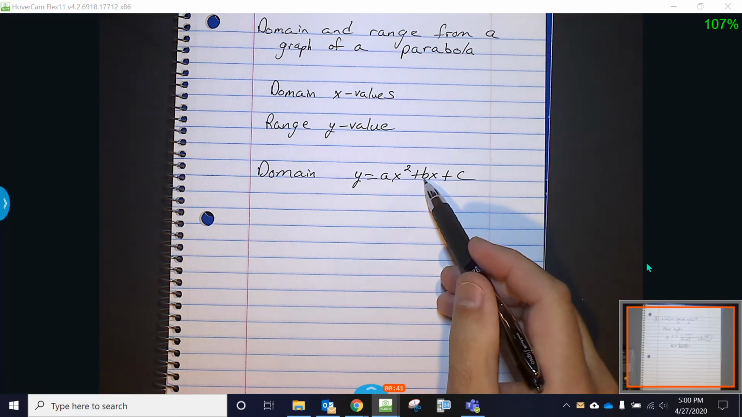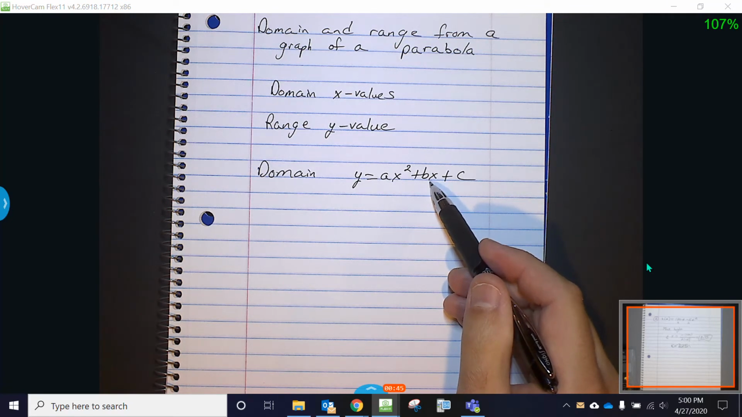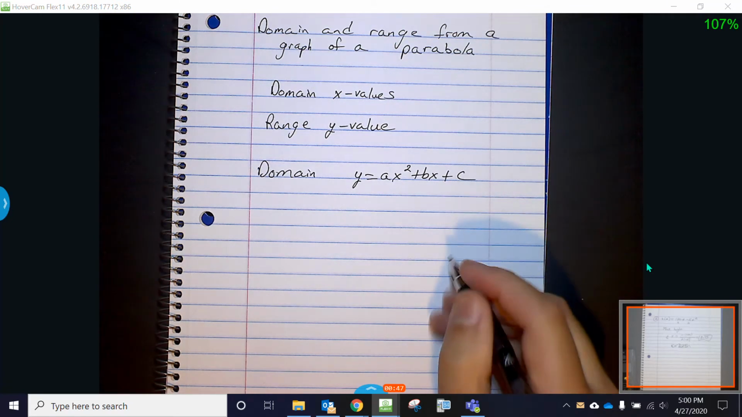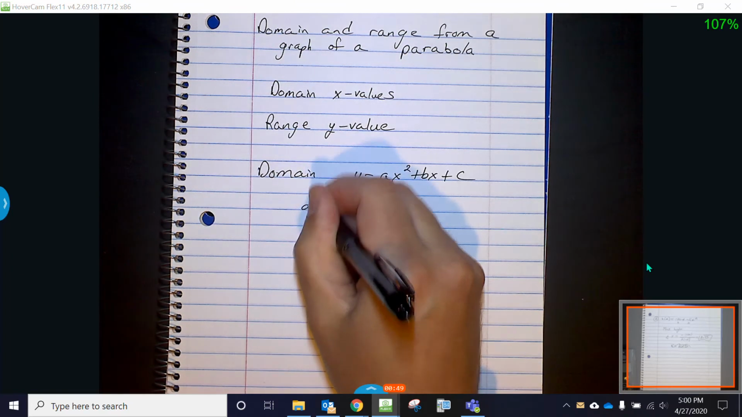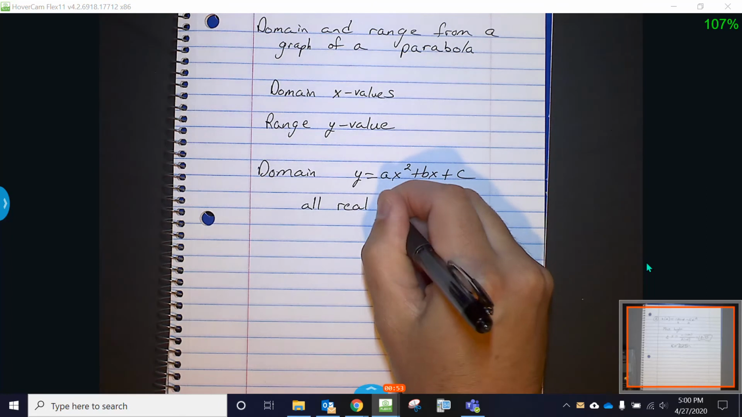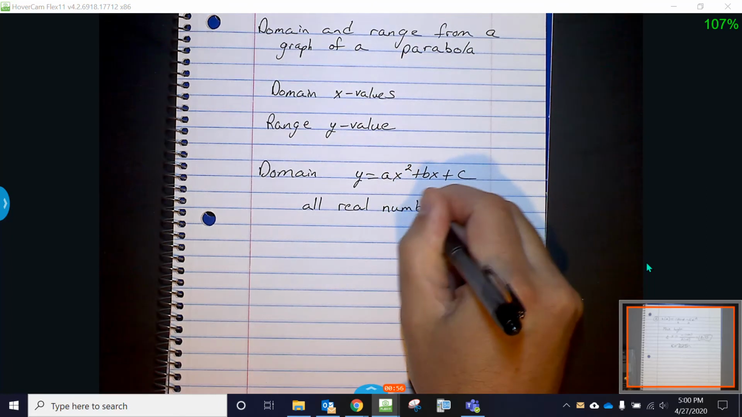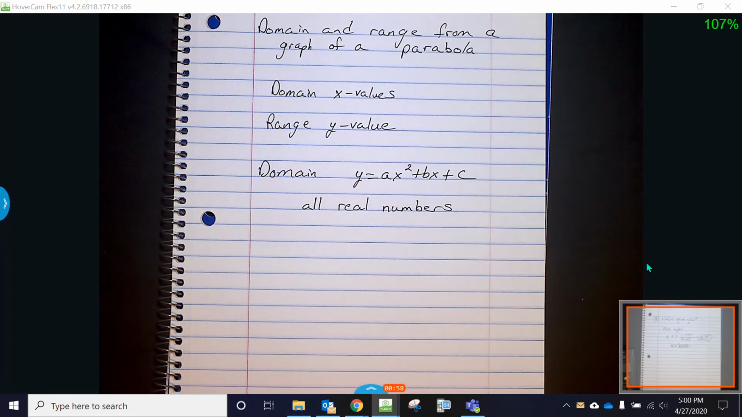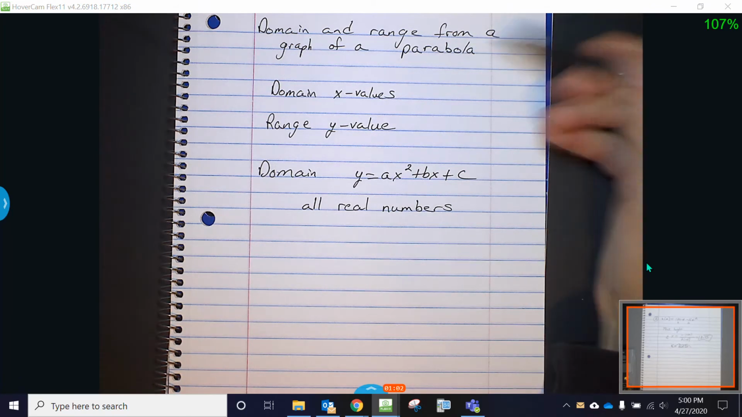And if this is a constant, let's say b is 4, 4 times a number, what can we multiply 4 by? Anything. So the domain will always be, for a quadratic, all real numbers. So for all these problems, your domain will be all real numbers, because we're dealing with just a parabola, which is quadratic.